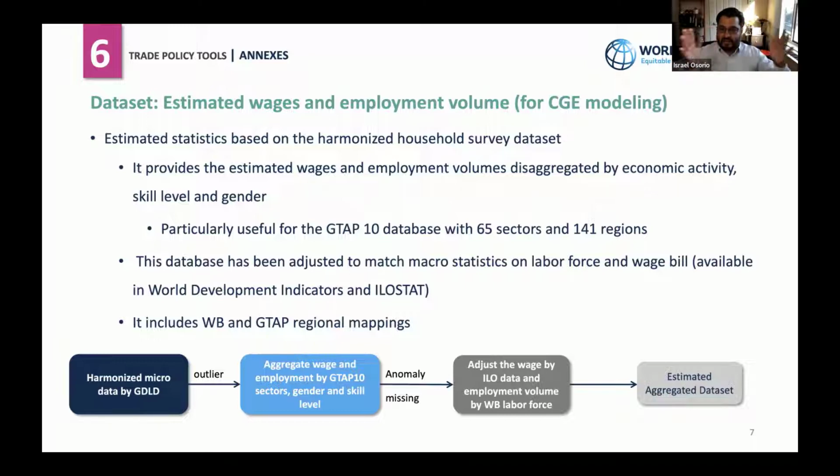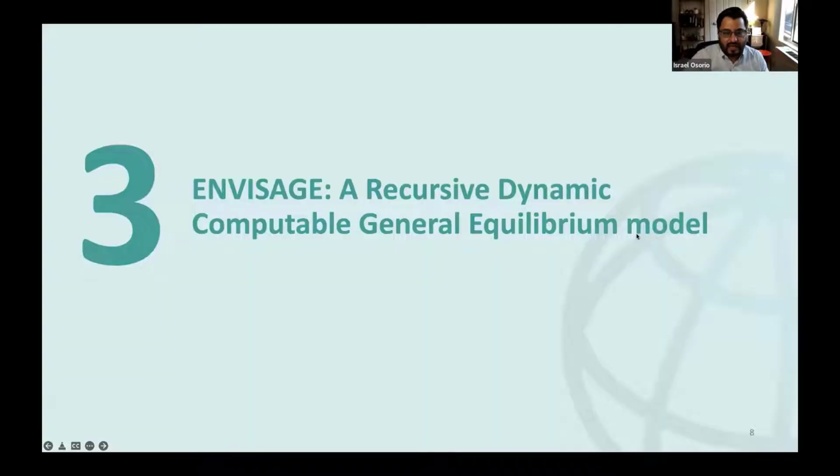Then we create a database that is probably not perfect, but that allows us to basically disaggregate the GTAP 10 database into four categories of workers. So we have male, female, and skilled and non-skilled based on education. And I'm going to follow up on that, on why we use education, which also has its problems. So that's what we have done in terms of construction of data. We use that data to send it to our Envisage model.